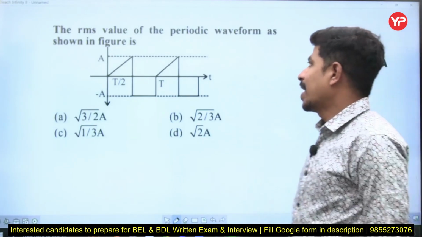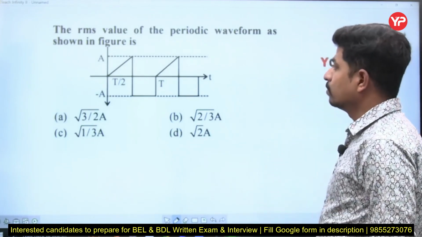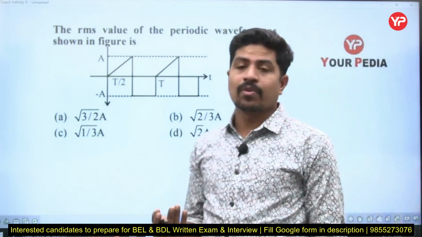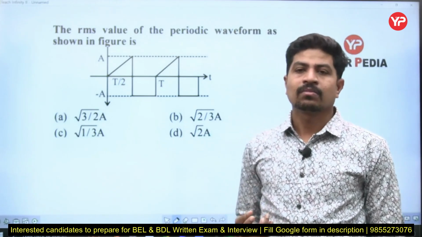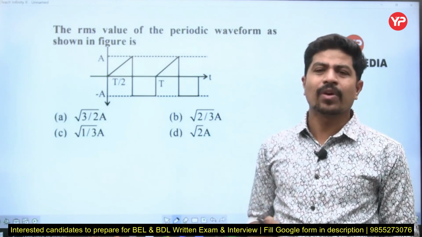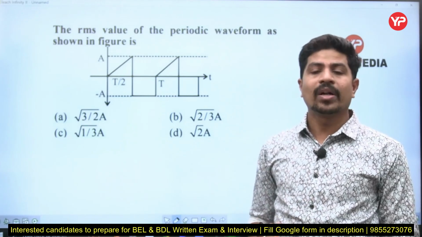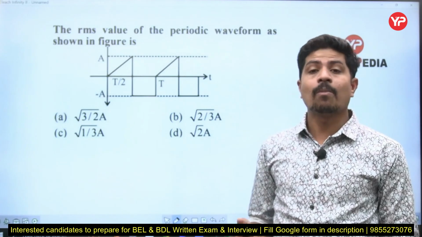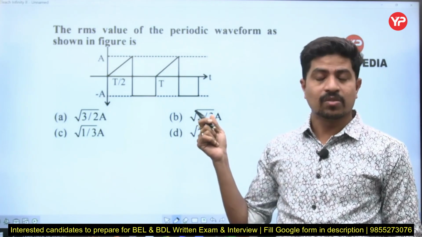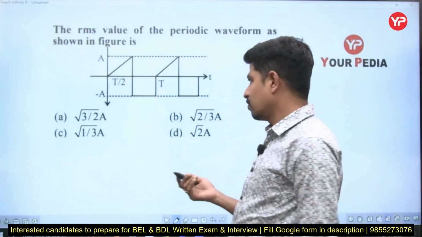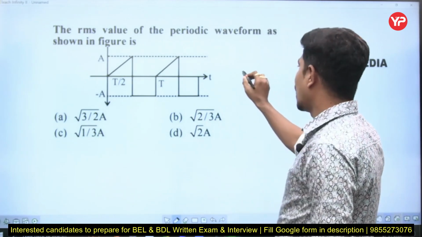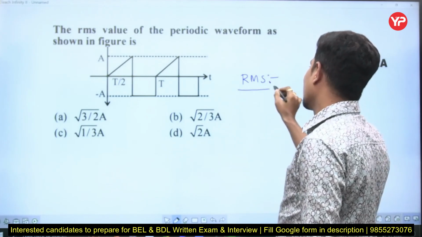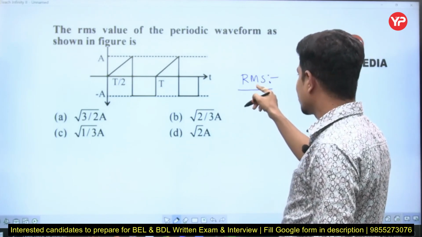The RMS value of the periodic waveform as shown in the figure. There are different waveforms like sine, triangular, rectangular, square. Rectangular and square both come into the same category when it is concerned about RMS value. Then the trapezoidal waveform, a combination of triangular and square. One must understand RMS very clearly. I say it as SMR: first you square, then you take the mean, then you root.